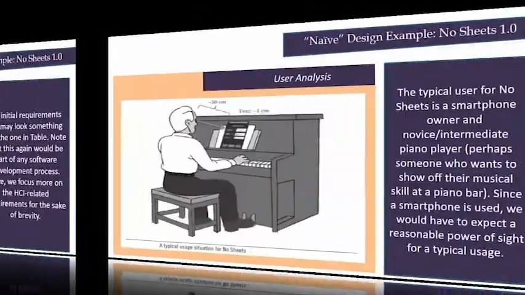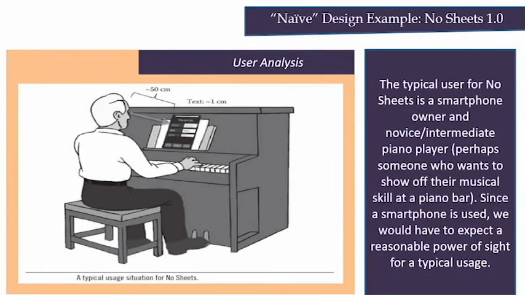Alright, so after the requirements, we have to analyze our user. The typical user for No Sheets is a smartphone owner and a novice or intermediate piano player, perhaps someone who wants to show off their musical skill at a piano bar. Since a smartphone is used, we would have to expect a reasonable power of sight for a typical user.